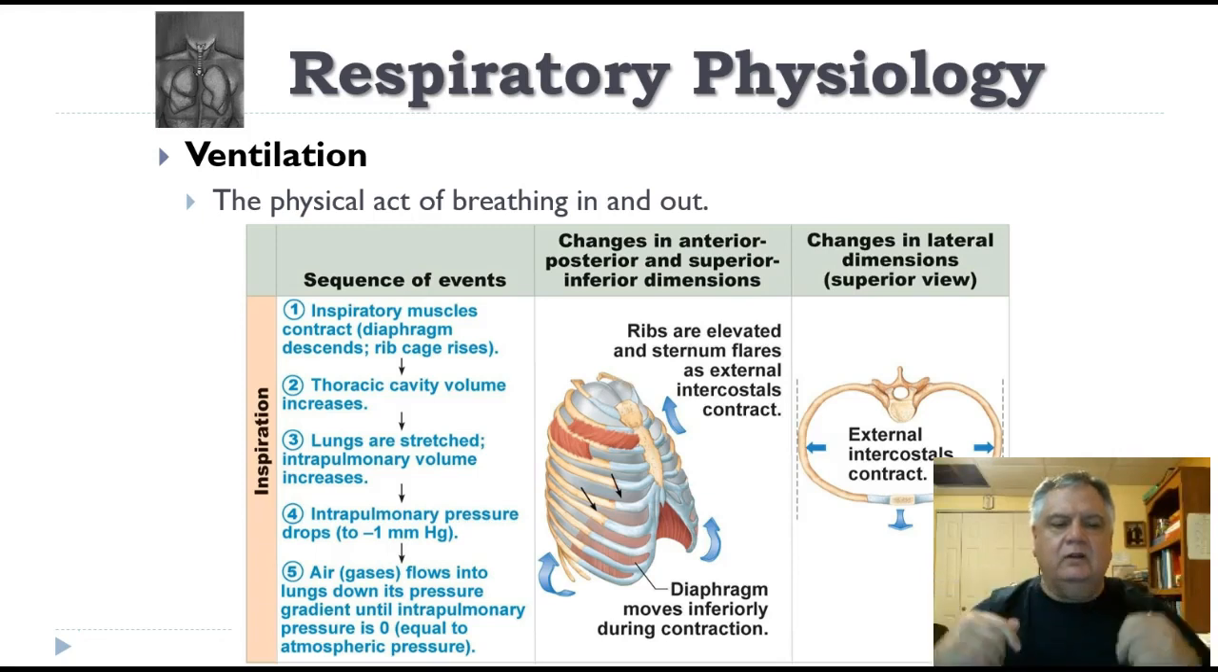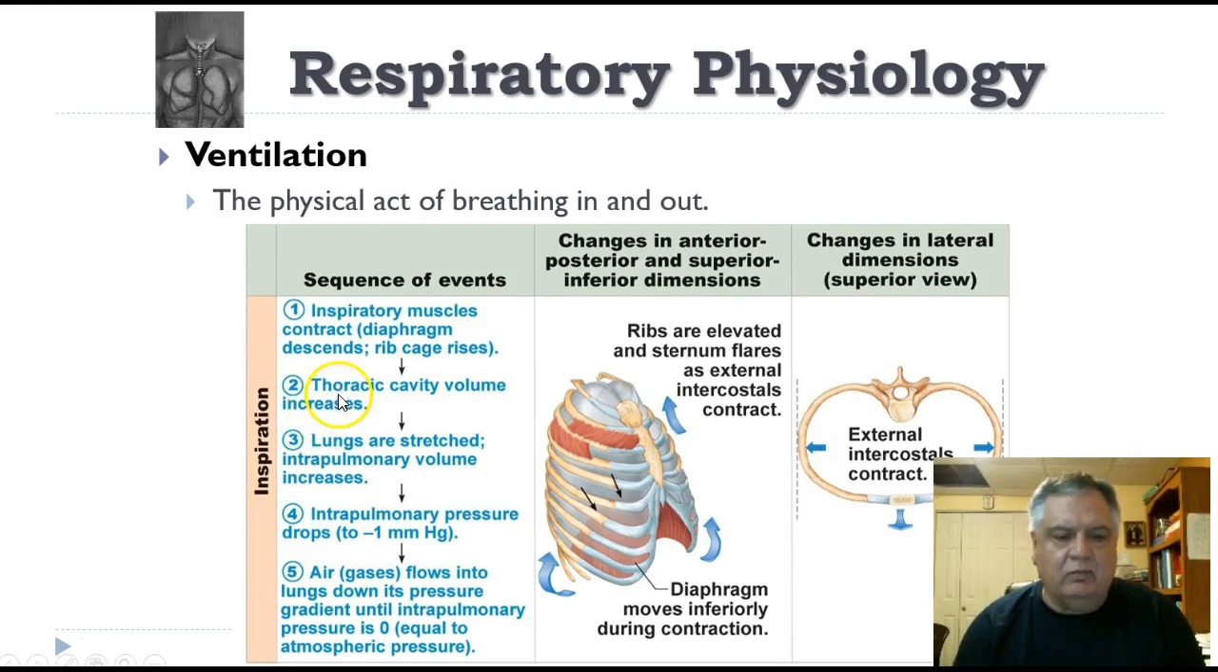Okay? In addition, the rib cage is going to rise because between the ribs there are these intercostal muscles. And whenever we inhale, these intercostal muscles are going to contract. They're going to pull on the ribs, and they're going to lift the rib cage up and out. As a result of that, the thoracic cavity volume is going to increase.